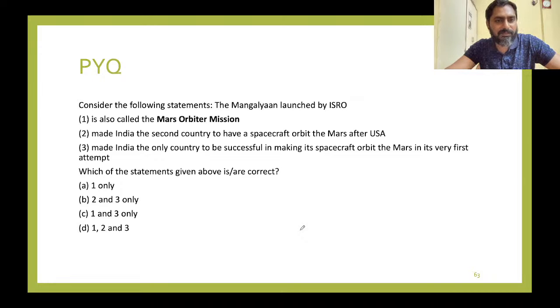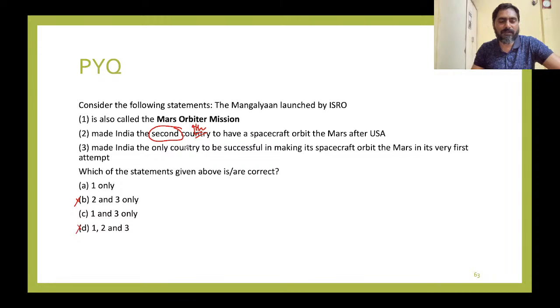So yes, it is called the Mars Orbiter mission. It made India the second country? No, this is not a correct statement. India was the fourth country to reach Mars. After USA, you have Russia, you have ESA. They have reached before us. So the second statement is wrong. If the second statement is wrong, then your C and D options are wrong.